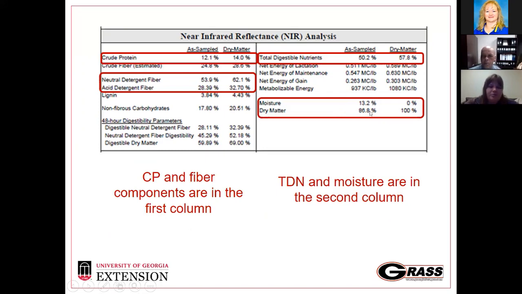If someone sends me a report and says my cows aren't eating this or it smells funny, moisture is one of the first things I'll look at, because if it creeps over 18, 20%, it's a pretty good sign there's probably some mold in there somewhere, and it gives us an idea of where to start looking for potential problems.